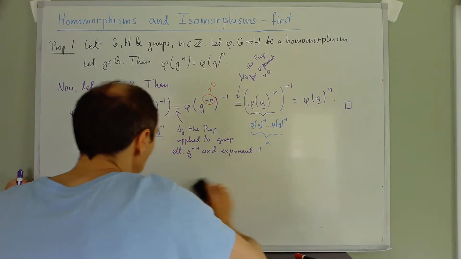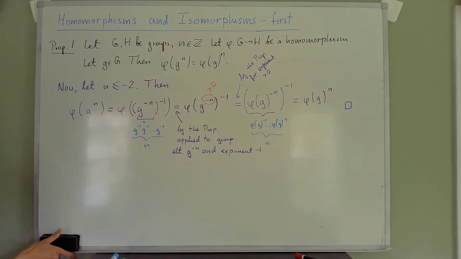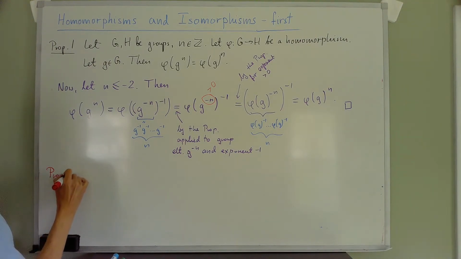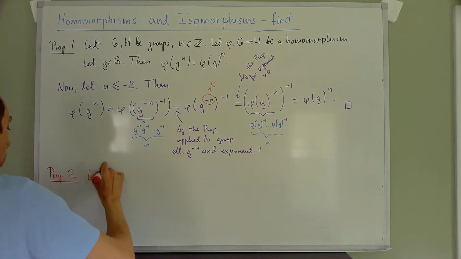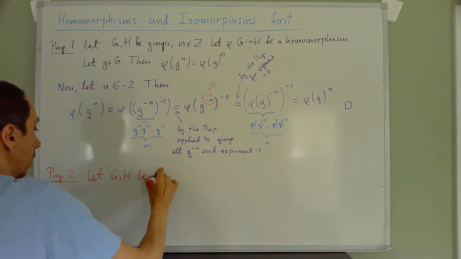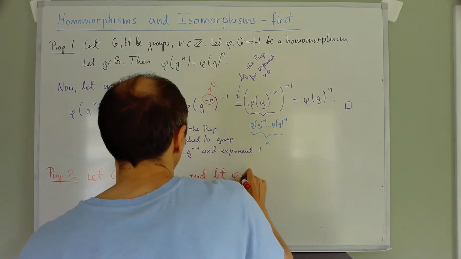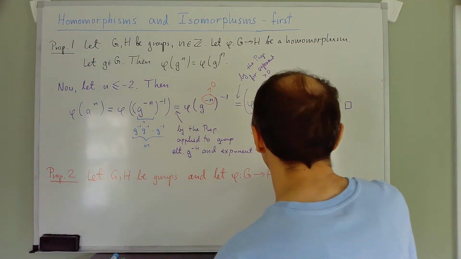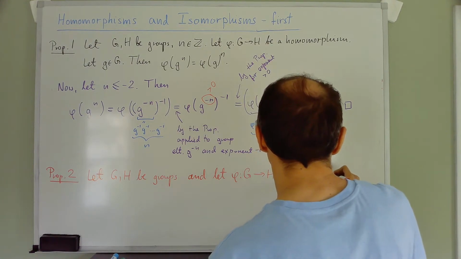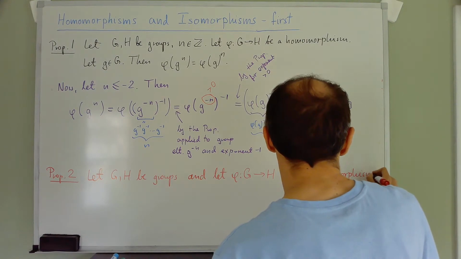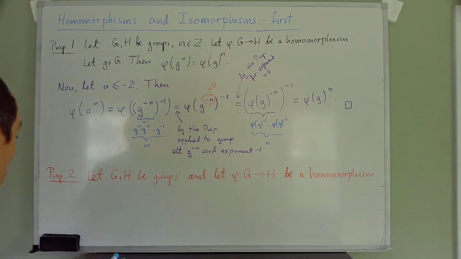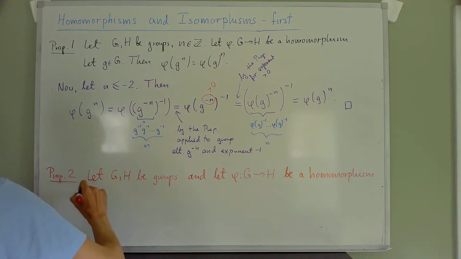Okay, and this is actually very useful when proving some of these properties that we want. So proposition 2. Let G and H be groups, and let phi from G to H be a group homomorphism. Then let g be in G.